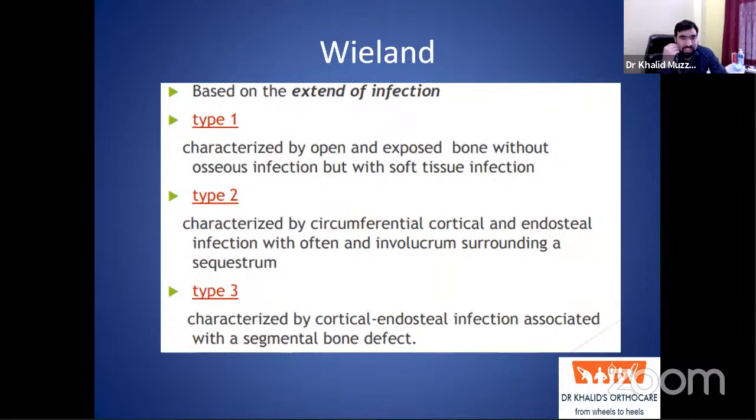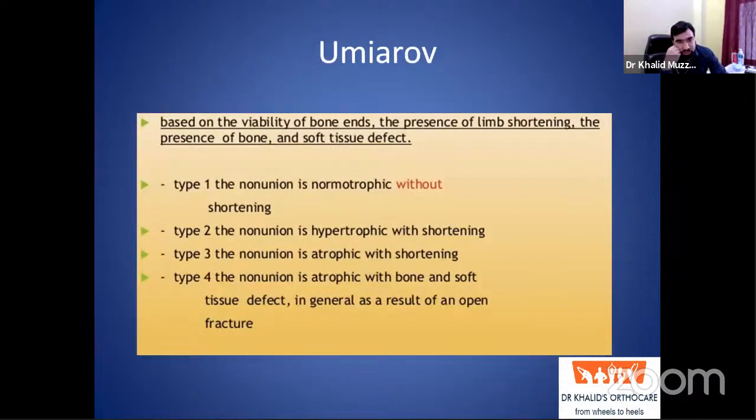Weiland is based on the extent of infection. Type 1 is characterized by exposed bone without bone infection but with soft tissue infection. Type 2 has a limited bone infection, while type 3 has a bone defect with a lot of infection. Umiraliev also has classified it depending on the viability of bone ends and whether the limb is short or there is a bone defect.